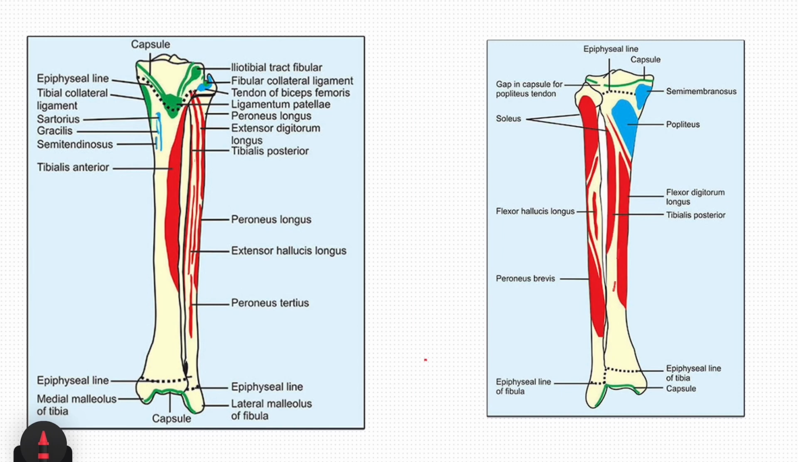Draw the capsule of knee joint. So the capsule of knee joint is attached at the peripheral margin of the articular surface, but here there are two variations. First, on the anterior surface, this capsule extends up to the tibial tuberosity, and on the posterior surface there is a gap in the capsule and this gap is for the tendon of the popliteus.